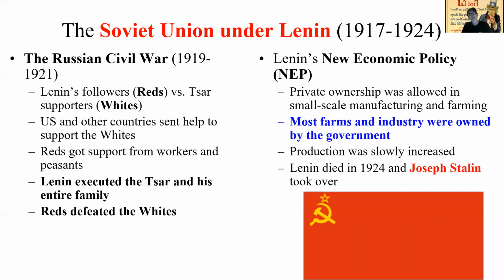Lenin enacts the New Economic Policy, which had banned private ownership, the original cause. He's going to now start to allow some private ownership in small-scale manufacturing and farming. At that time, most farms and industry were owned by the government. This loosening up of communist ideals, his original thoughts, will slowly increase. However, Lenin is going to die in 1924, and a much more oppressive Joseph Stalin will take over.